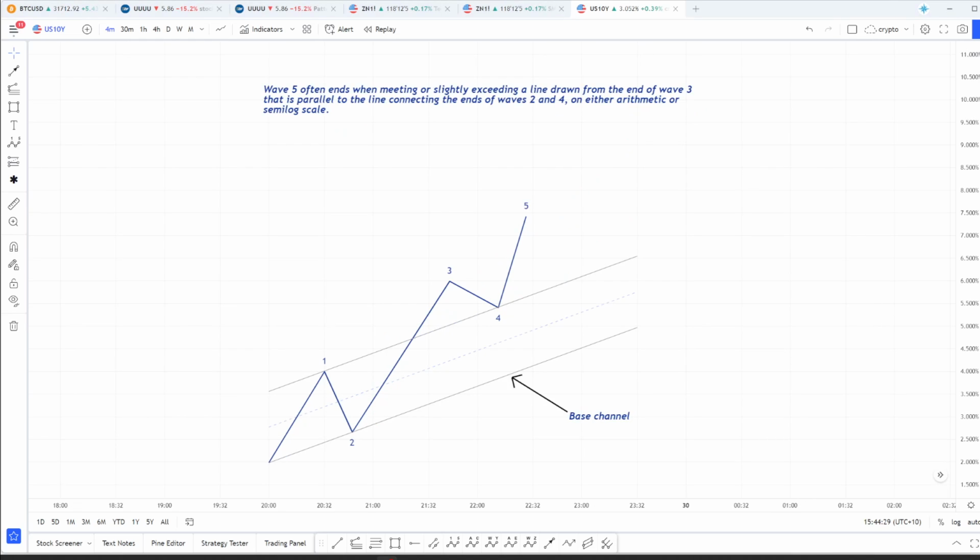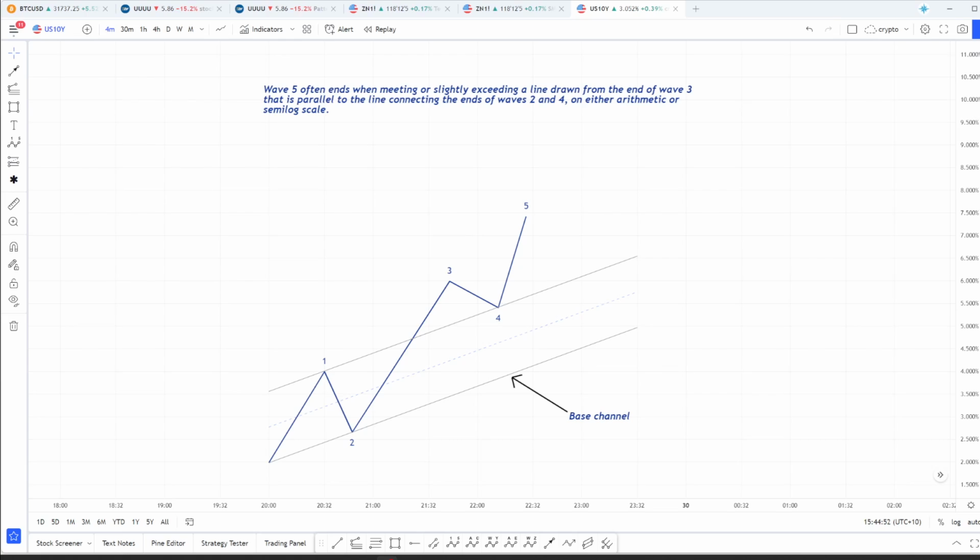Another channeling technique is the base channel, and you can see here we get this by taking the start of the impulse, drawing a trend line from it that connects the bottom of 2, and then taking a parallel channel that connects the top of 1. Now we use this to see if price is going to break. If price breaks through the base channel, that's a good sign that we've got a third wave underway.